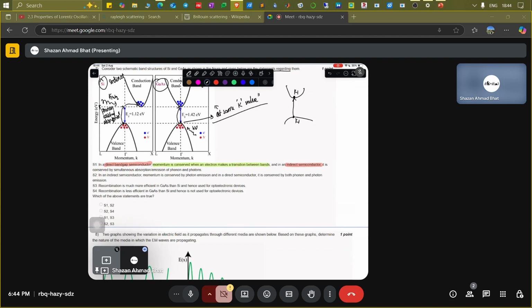Okay. And in an indirect bandgap semiconductor, it is conserved by simultaneous absorption and emission of phonons. If you have an indirect semiconductor, so if this is the k1 wave vector and this is the k2 wave vector, the electron goes initially up to this point, then there is a phonon coming in, or any other mediating quasi-particle, and it brings the electron to this particular k2. So I should say it is conserved by emission or absorption of phonons.